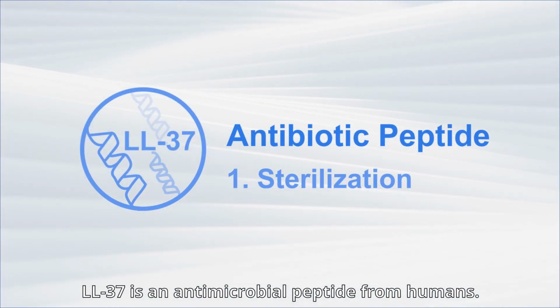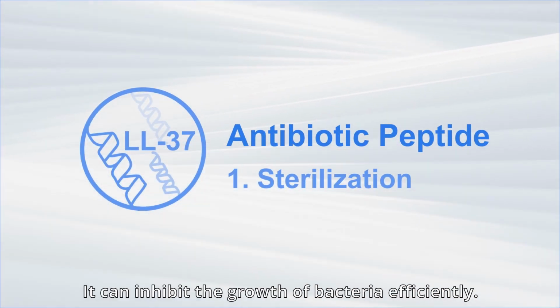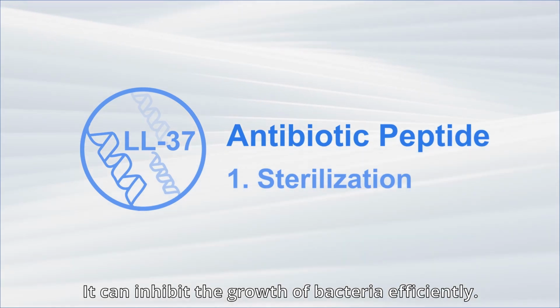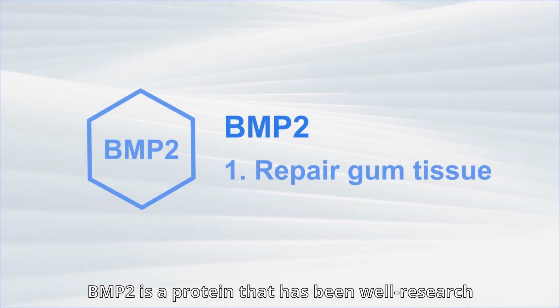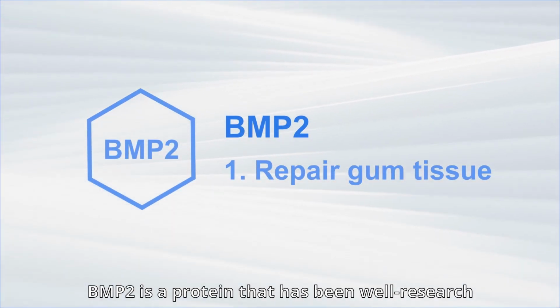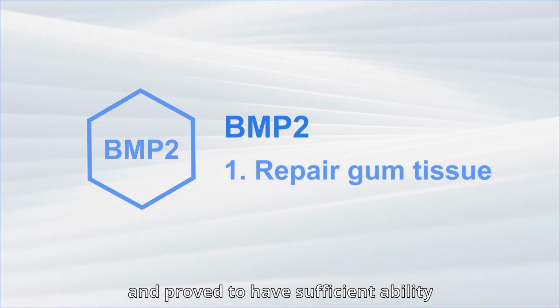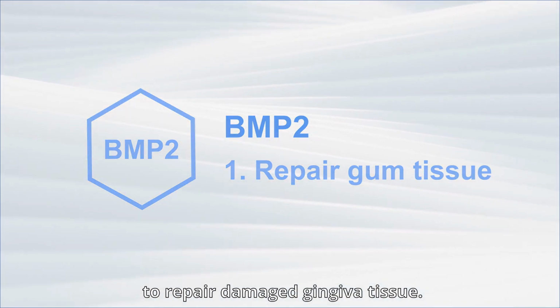LL-37 is an antimicrobial peptide from humans. It can inhibit the growth of bacteria efficiently. BMP2 is a protein that has been well researched and proved to have sufficient ability to repair damaged gingiva tissue.